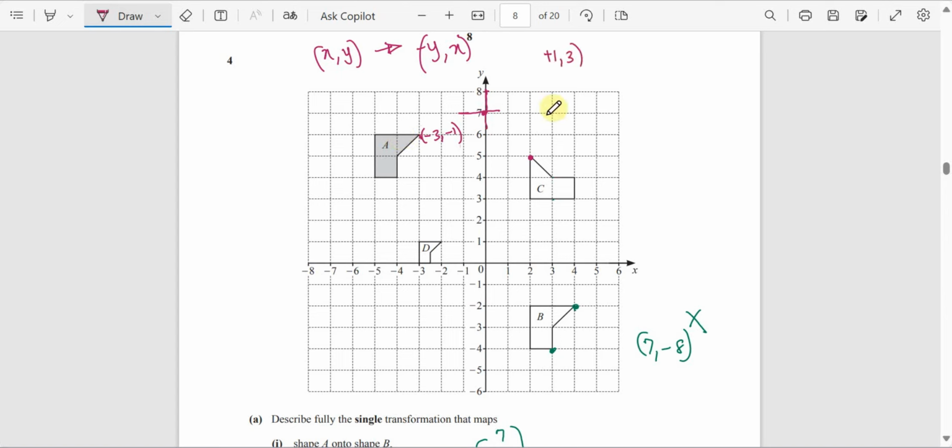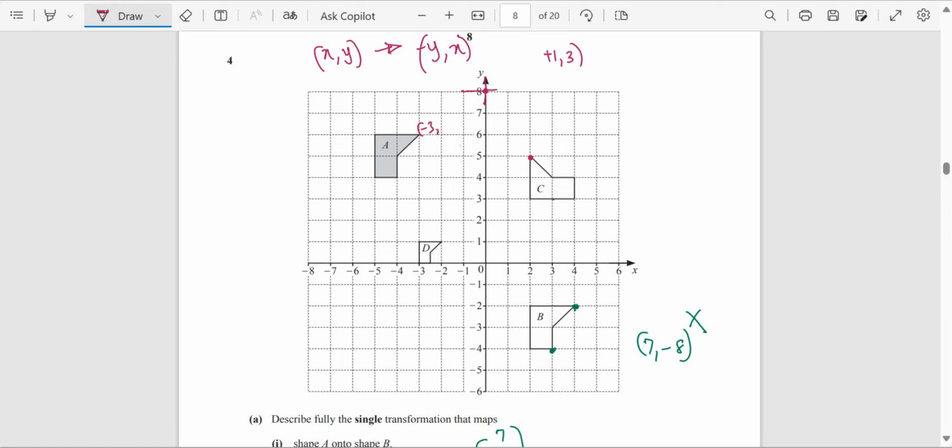So let me see. 1, 2, 3. This is 1, 2, 1, 2. So no, it's not this. So I have to change the point again. I'll change the point to this. Let me take the reading from this new point. If I take the reading from this new point, it becomes 1, 2, 3, 1, 2.